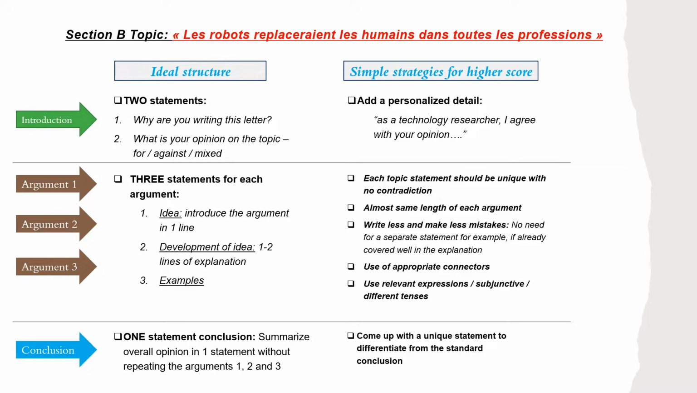Then the last one is use relevant expressions, subjunctive and different tenses. So when you're writing a letter, you should try and include different types of tenses to show the variety of tenses that you are comfortable with, because that would help you to get a higher score. And you can also use subjunctive when required and when possible. You should not force fit. And you can also use some expressions, because these are some elements which will help you to get a higher score, but at the same time you should make sure that you're using them only when required.